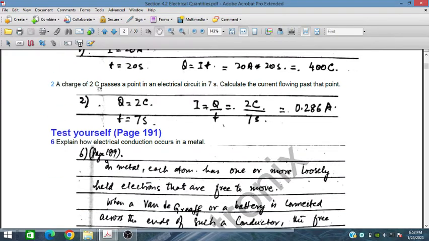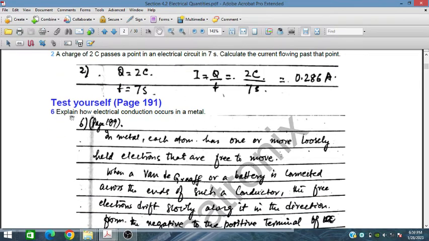A charge of 2 coulombs passes through a point in an electrical circuit in 7 seconds. Calculate the current flowing past this point. The current is always given as charge divided by time. So this is 2 coulombs and this is 7 seconds. 2 divided by 7 is this much ampere of current flowing through that point.